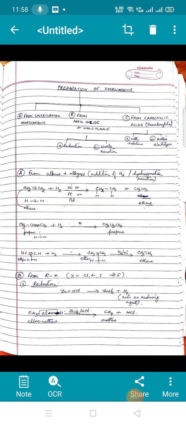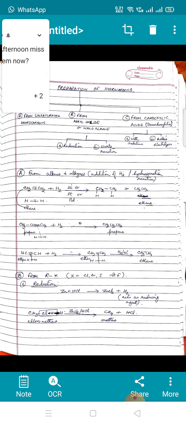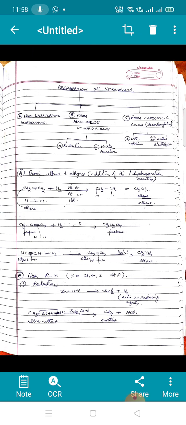Alright, let us continue. The next topic is preparation of hydrocarbons. How do we prepare these hydrocarbons? Remember, whatever methods we'll be doing now, these are general methods. That means if you know how to prepare a particular alkane, you should be able to predict the rest of the alkanes also.